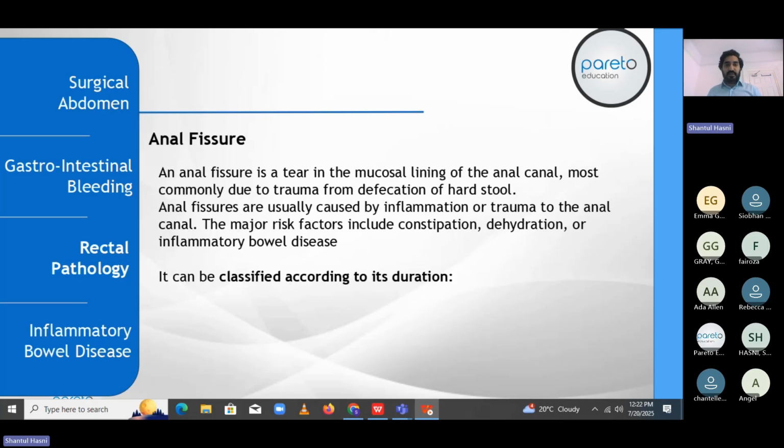Anal fissures. Anal fissure is a tear of the mucosal lining of the anal canal, most commonly due to trauma from the defecation of hard stool. Anal fissures are usually caused by inflammation or trauma to the anal canal. The risk factors are again constipation, dehydration, and inflammatory bowel disease.